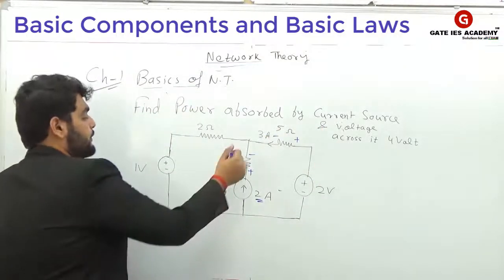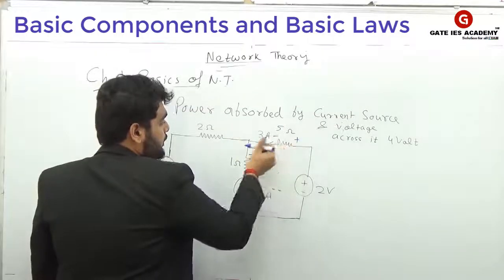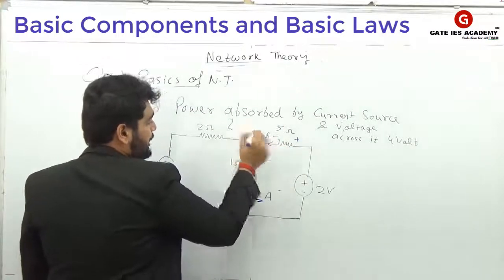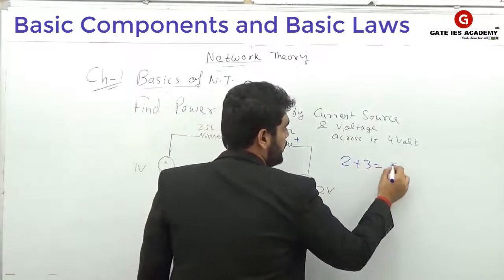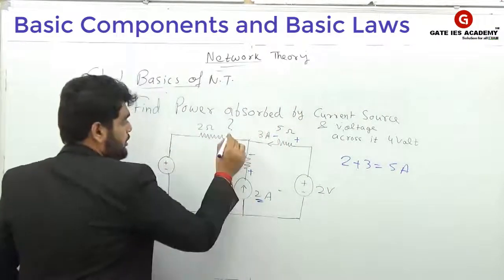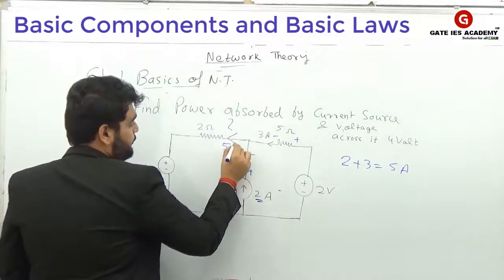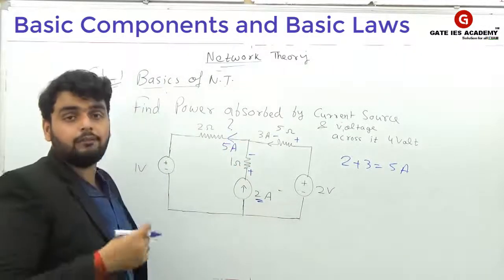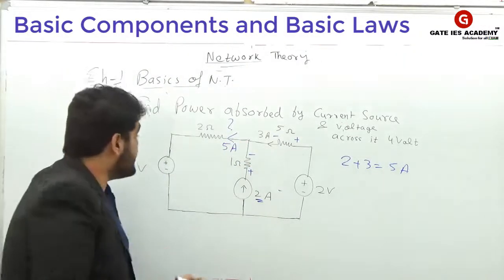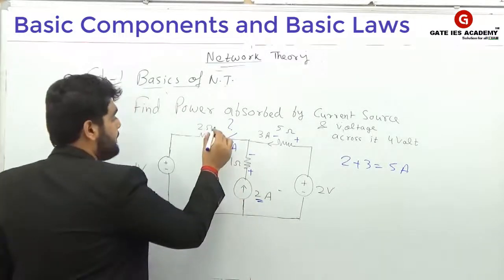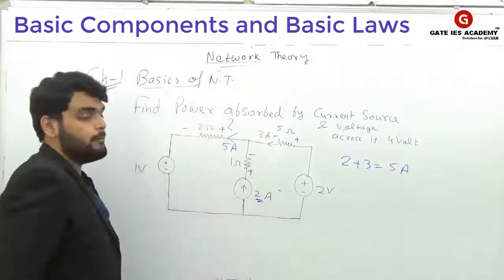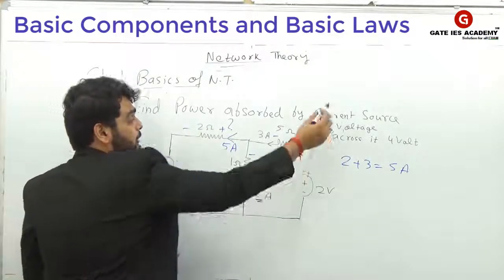And now you can see 2 ampere is flowing here, 3 ampere is flowing here. Then how much current will flow in this wire? Simply I can say how much? 2 plus 3 equal to 5 ampere. So 5 ampere of current will flow here. So if 5 ampere of current is flowing, then you can see what will be the terminal at this particular point. It will be plus, it will be minus. Okay. Now what is given?